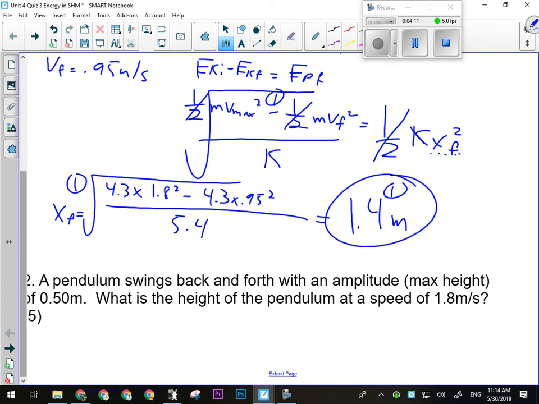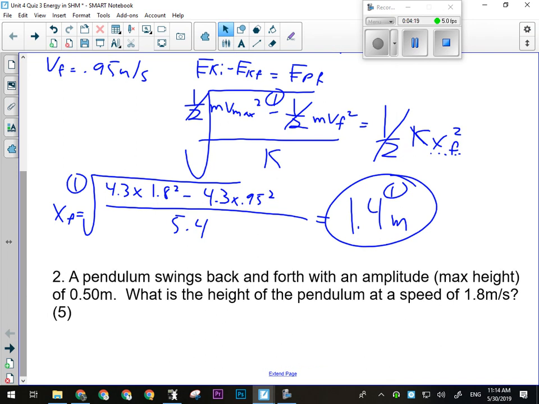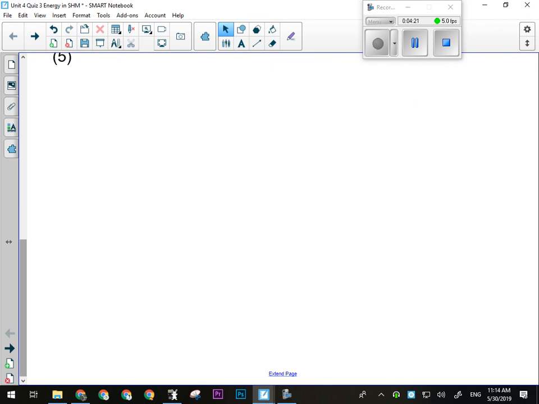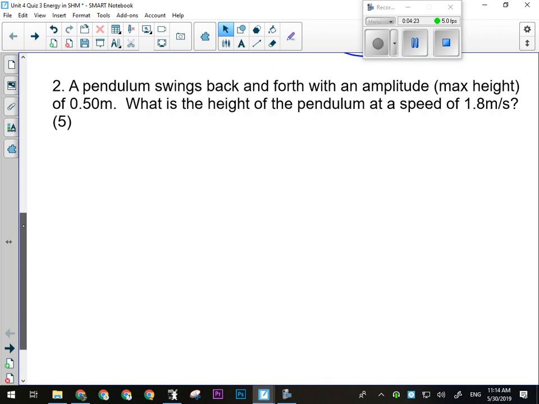Questions on number 1? Okay. So on number 2, I heard a lot of moaning and groaning about number 2. What kind of potential energy does a pendulum have? Gravitational. This is a roller coaster, except it's a pendulum. That's the only difference. I think that really threw people.